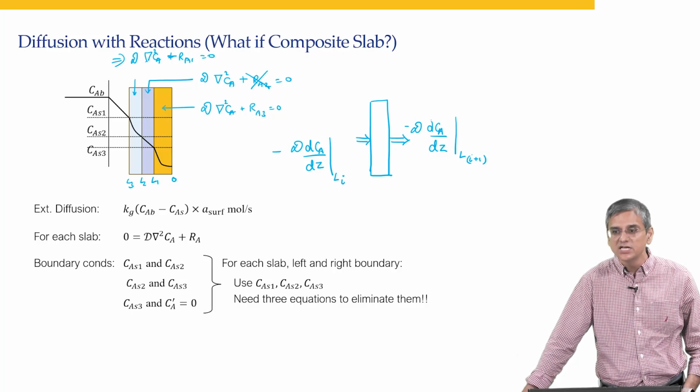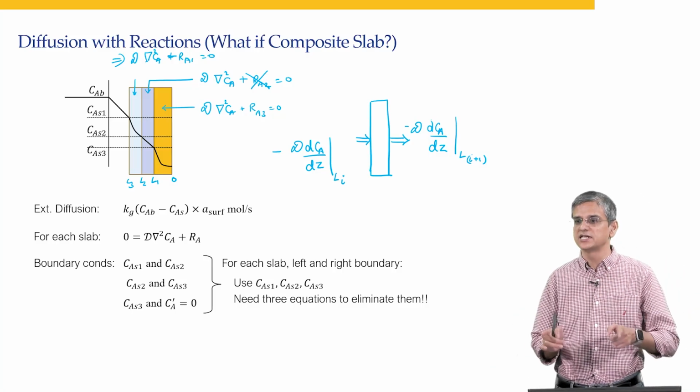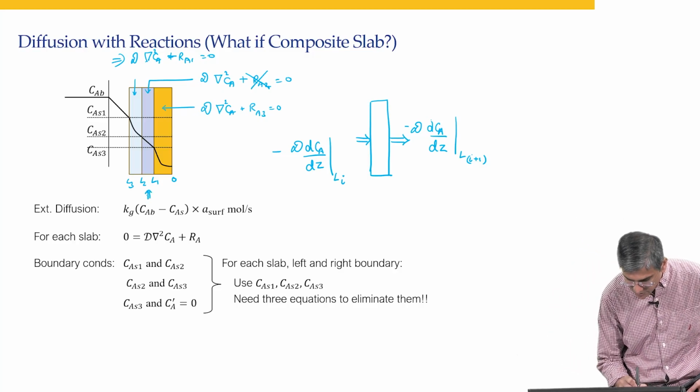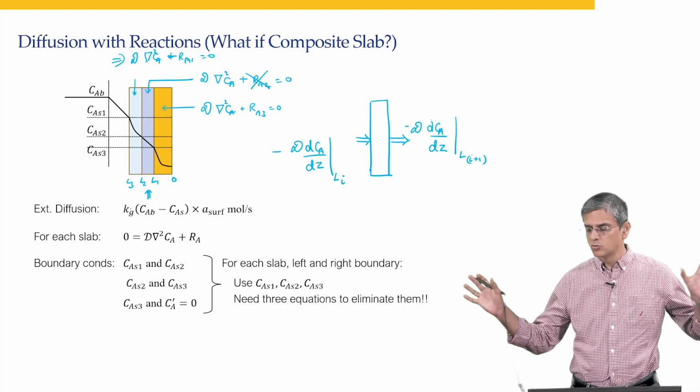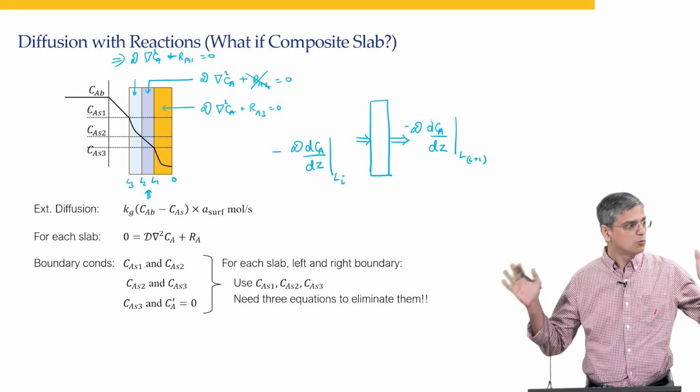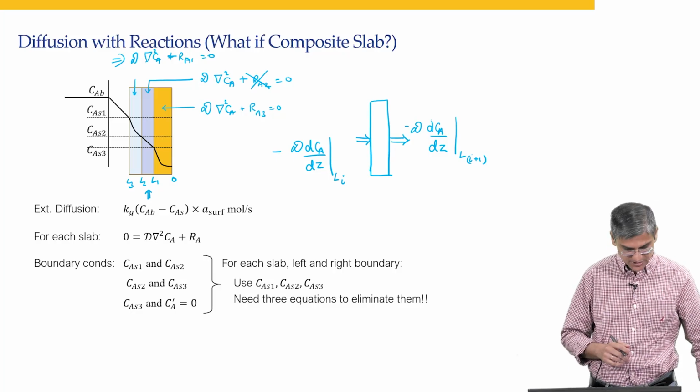Sorry, it will be equal to whatever is disappearing in that slab because of reaction. So, if it is the middle slab, both are equal. In the middle slab, both are equal because there is no reaction taking place.